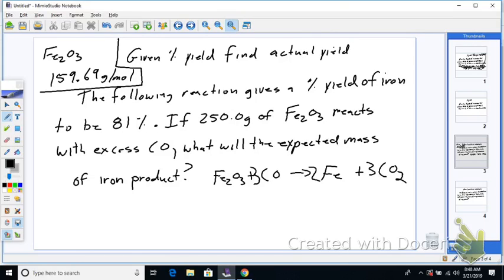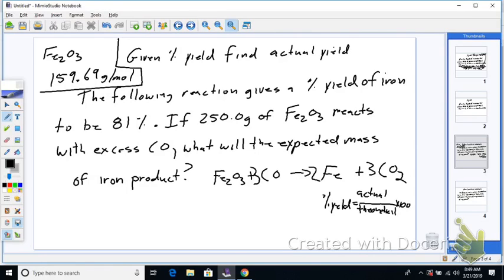Okay, so we know our equation is percent yield is equal to the actual divided by the theoretical times 100. Okay, so we already know that. So we're given a percent yield is 81%. So we can plug that in right here, 81%.